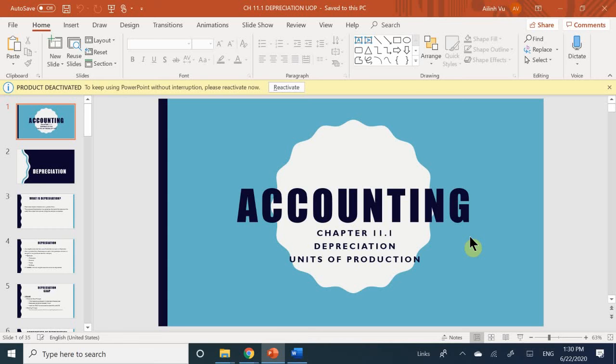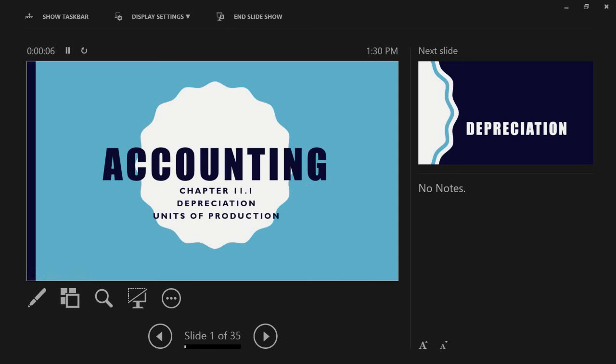So welcome back, guys. We are going to be learning chapter 11, which is going to be depreciation. This is by far one of my favorite chapters, personally, because it's cool. What you need to do is remember the formulas, and that's the hard part. If you had trouble memorizing formulas, then this is not the chapter for you.